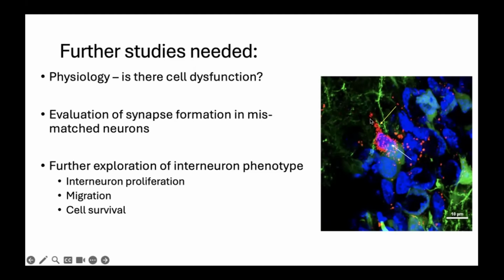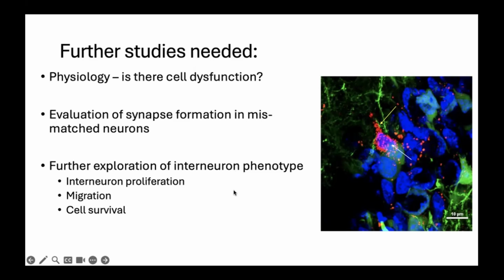We're also looking at synapse formation, so we have a very cool marker where we can actually look specifically at the postsynaptic puncta here and see if there's any difference in synapse formation in the cells that are mismatched. So the ones that are green synapsing onto the blue ones versus the blue ones synapsing onto the blue ones themselves, and then see if there's any changes in the number of synapses that are formed when it's specifically looking at the interneurons.